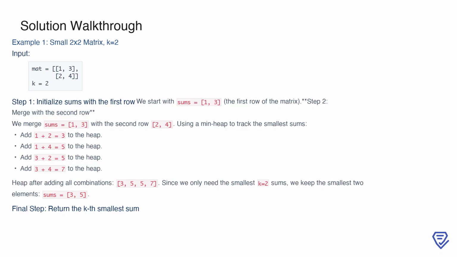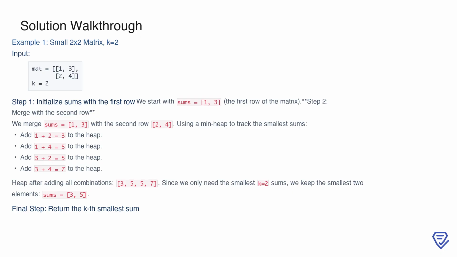Next, we merge these sums with the second row, 2, 4. Using a min heap, we compute all possible pairwise sums from the elements of sums and the second row. For example, we add 1 plus 2 equals 3, 1 plus 4 equals 5, 3 plus 2 equals 5, and 3 plus 4 equals 7 to the heap. This gives us a heap containing 3, 5, 5, 7.